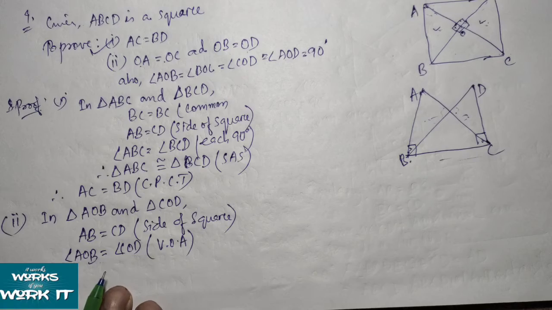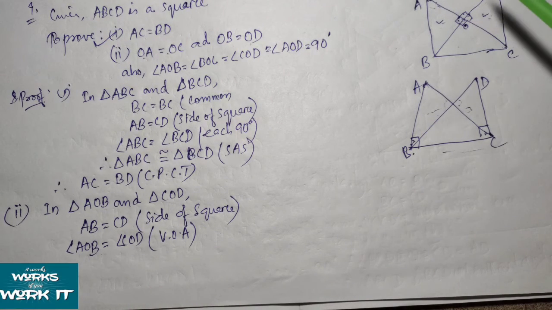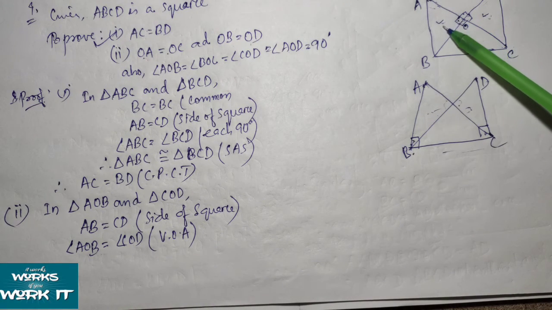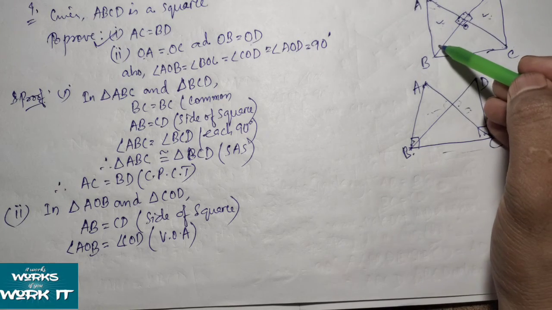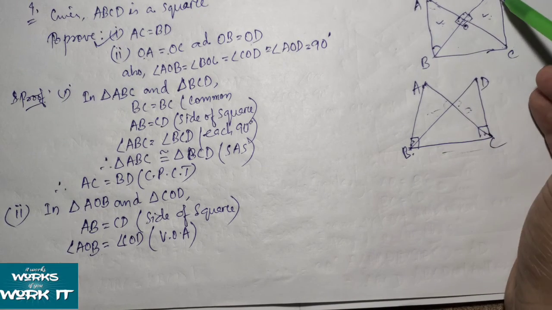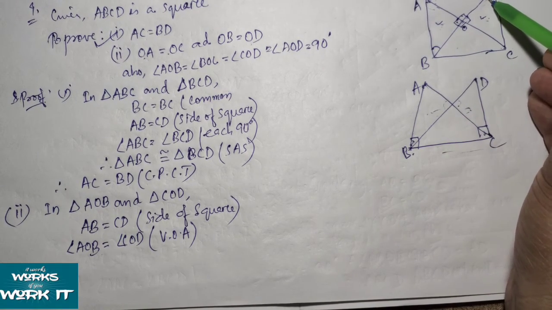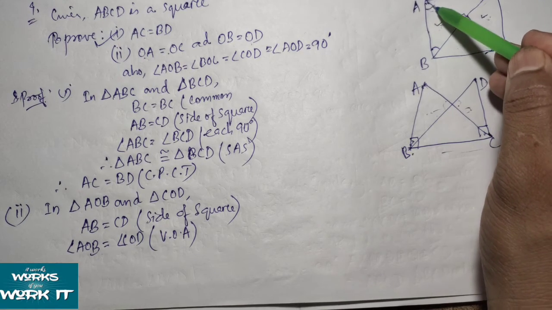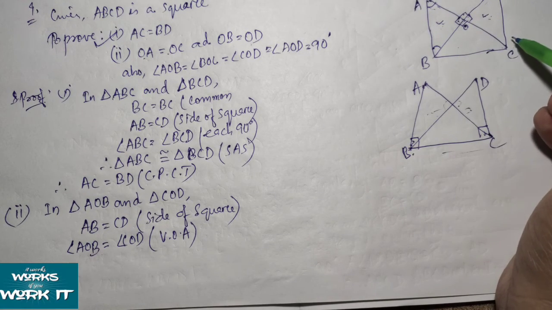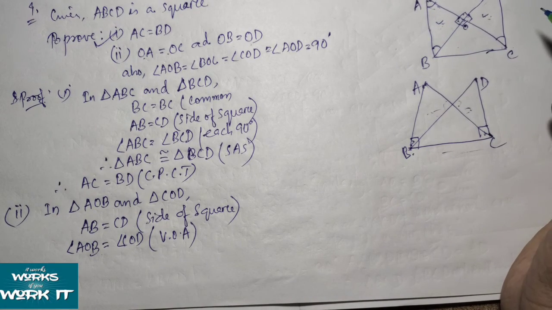Next, the last thing that needs to be equal. What can we show equal? I can take this angle and this angle, or I can take this angle or this angle. Why?